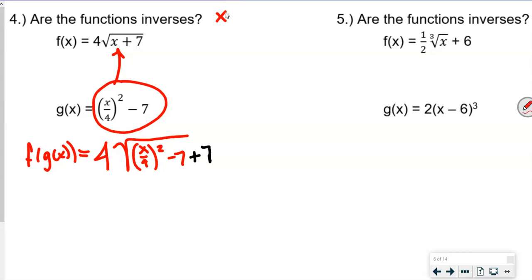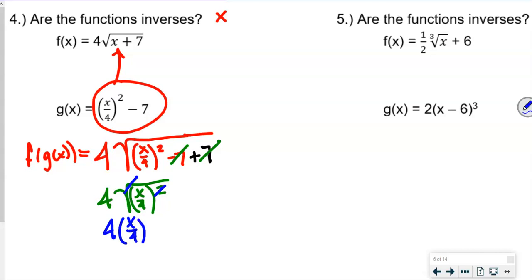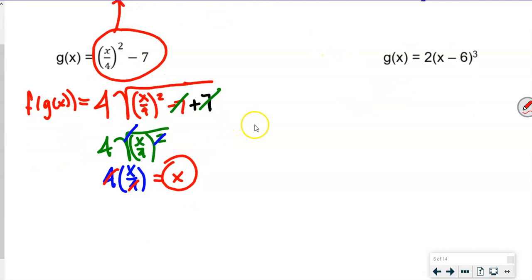Okay, so what do you guys notice? Do you notice what I noticed? We got a negative 7 and a positive 7. Those two are going to cancel each other out, right? So then we've got 4, and we've got the x over 4 squared. So what is the square root of a square? Yes, they cancel each other out, right? So we're left with 4 times x over 4. So isn't 4 the inverse of the 4 in the bottom? They are. So these cancel each other out. So we are left with x. So when we do f of g of x, we do get x. So that one works, but let's try the other way.